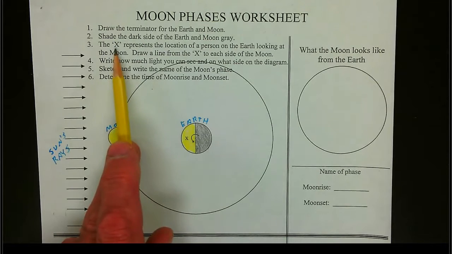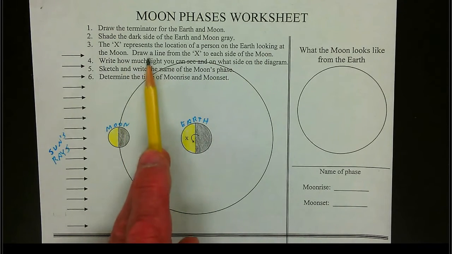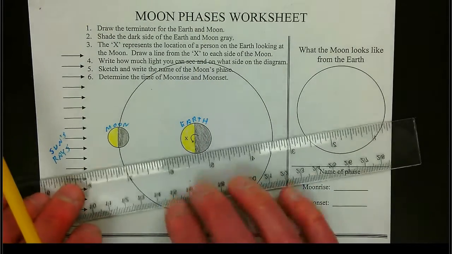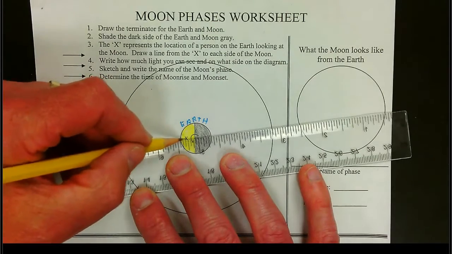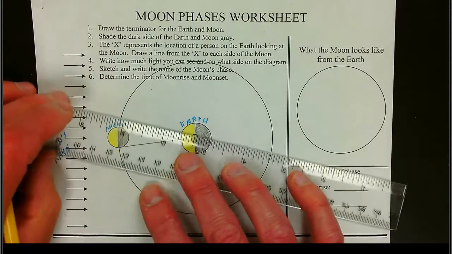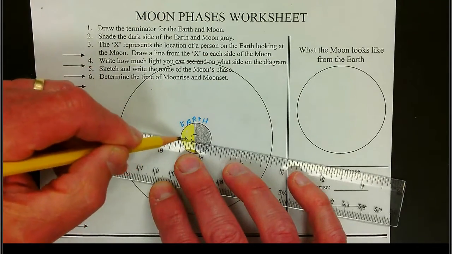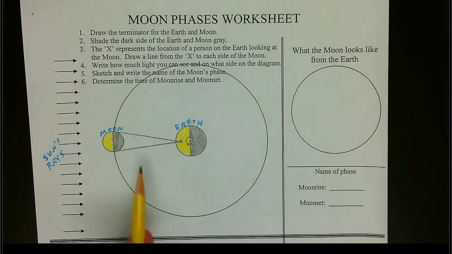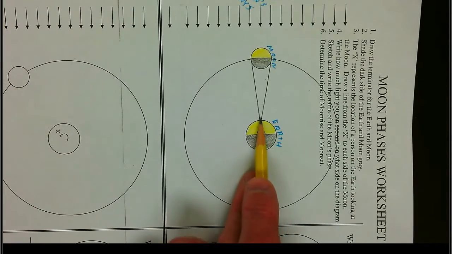Step 3. The X represents the location of a person on the earth looking at the moon. Draw a line from the X to each side of the moon. So I'm going to draw a line from the X to this side of the moon, and draw a line from the X to this side of the moon. So if you are there on that X, you're looking this way at the moon.